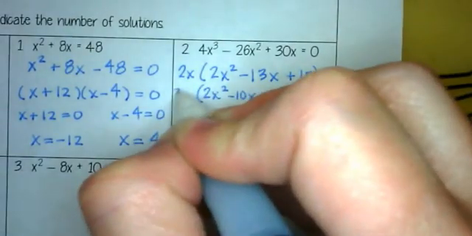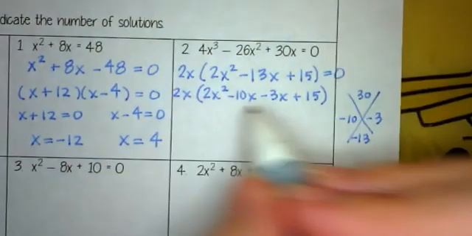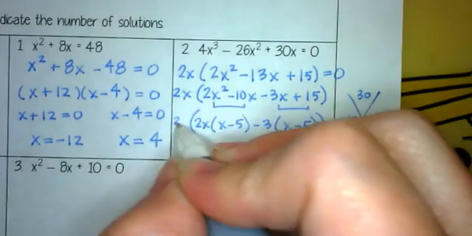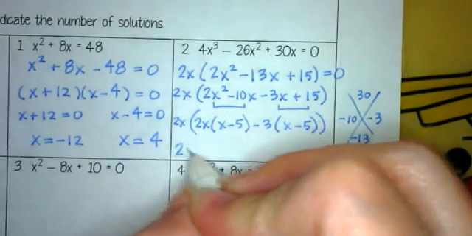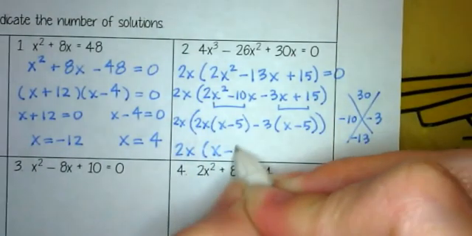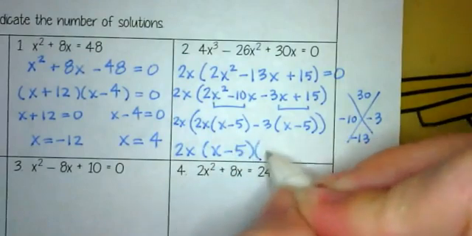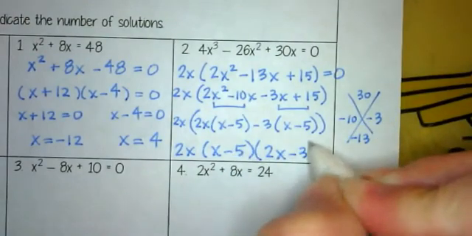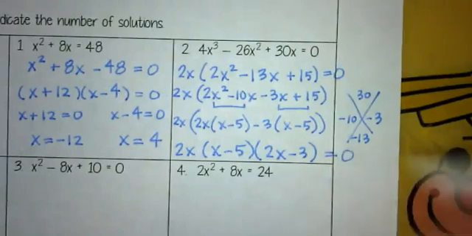And then we can't forget about the 2x from the front. All right, I'm going to group them just like that. So out of this group, I'm going to take a 2x, which would leave x minus 5. Out of this group, I'm going to take a negative 3, which will leave x minus 5. And then again, don't forget about the 2x out here. So now we have the 2x out front. We have x minus 5 as one of our factors, and 2x minus 3 as one of our factors.